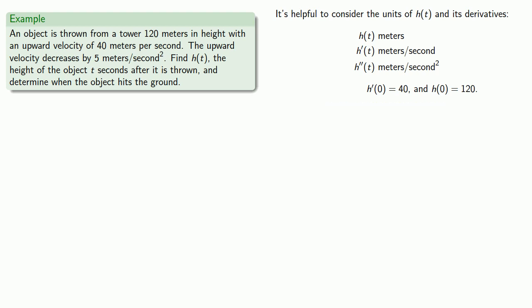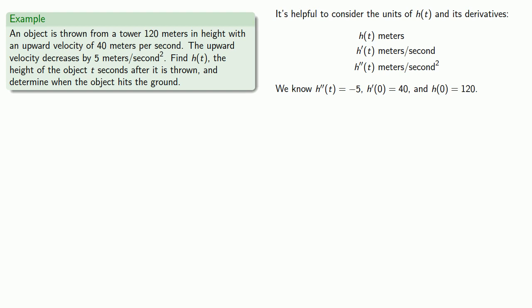Finally, we're given this information that the upward velocity decreases by 5 meters per second. Now this information is not associated with any specific time. It's not when the object was thrown, it's not the initial upward velocity, and so this looks like a second derivative at any value of t is equal to 5. Well, not quite. Note the use of the term decreases by, and this suggests that our velocity should be getting lower and lower. And what that translates into is that this second derivative should be negative, so h double prime of t should be minus 5.